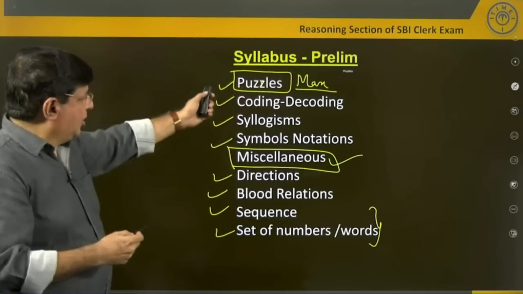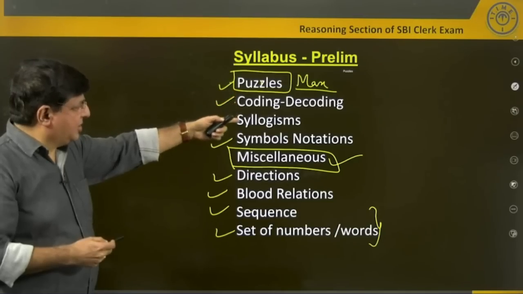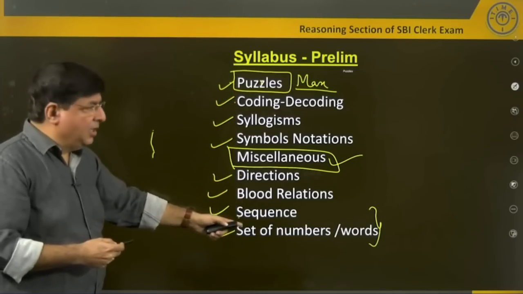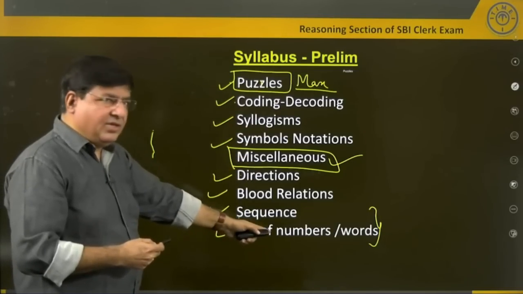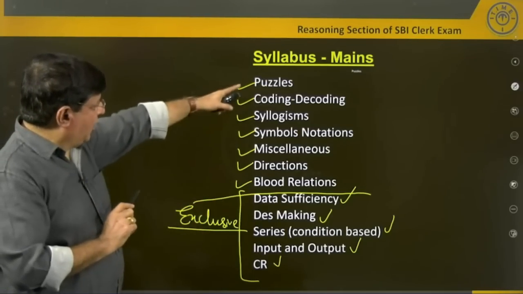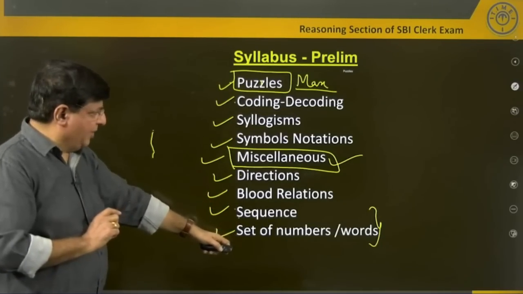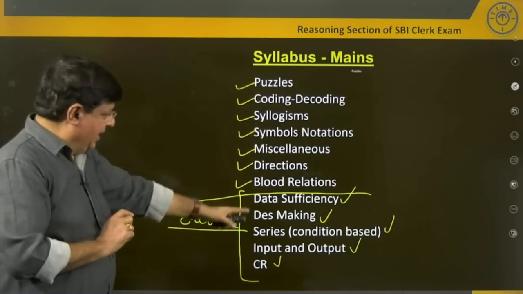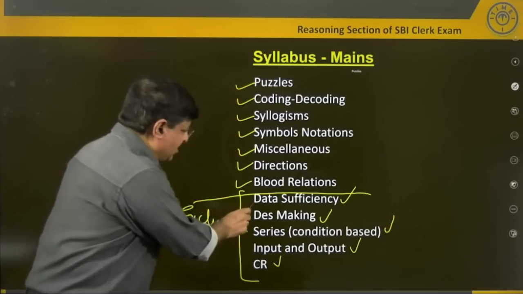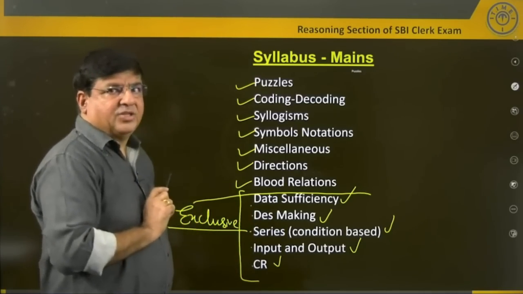Before we go to the next slide, let's have a look at the topics once more. These are the topics for prelims: puzzle, coding, syllogism, symbol, direction, blood relation, sequence, set of numbers. Topics which are not included in these, we will cover them and call them miscellaneous. When you go to mains, the topics are the same, except that sequence and set of numbers are not there for mains. And in mains, you have 4 additional topics which are not in prelim: data sufficiency, decision making, series, input output, and critical reasoning.